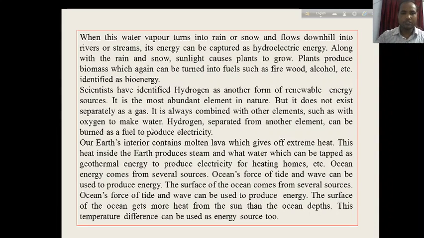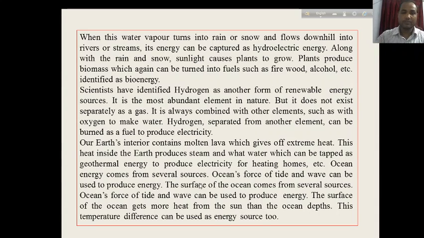Our Earth's interior contains molten lava, which gives off extreme heat. This heat inside the Earth produces steam and hot water, which can be tapped as geothermal energy to produce electricity and for heating homes.